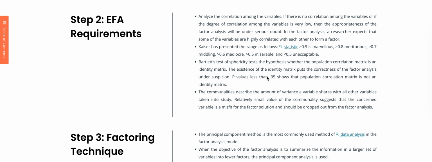Bartlett's test of sphericity tests the hypothesis of whether the population correlation matrix is an identity matrix. The existence of an identity matrix puts the correctness of the factor analysis under suspicion. A p-value less than 0.05 shows that the population correlation matrix is not an identity matrix.